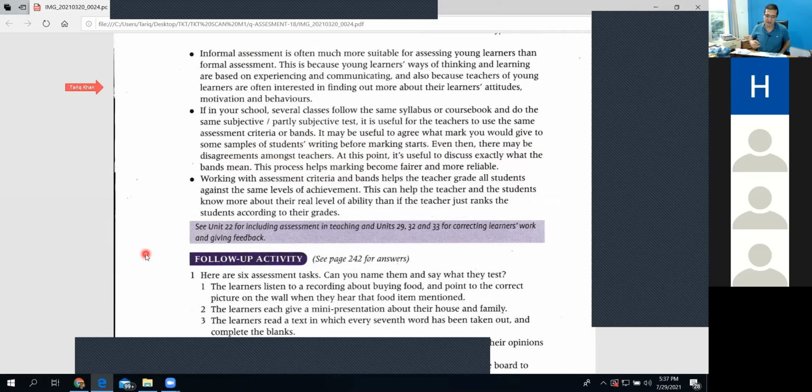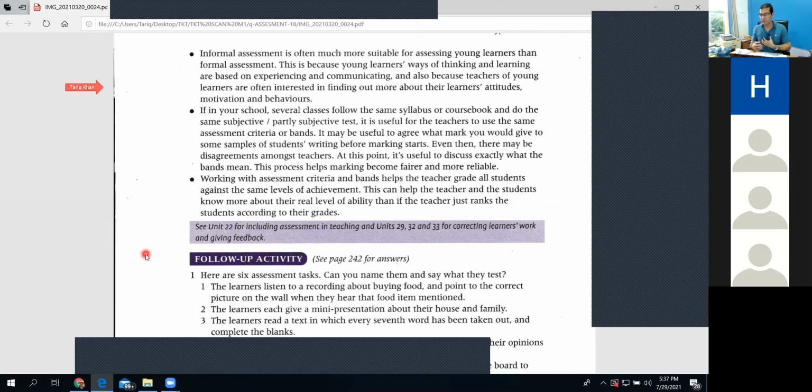So in the subjective one, it should be done in order to, why? Because as I told you, one teacher might be giving 8 out of 10. Another teacher, for the same writing, may give 6 out of 10 or 7 out of 10. So they say the teachers need to discuss this.